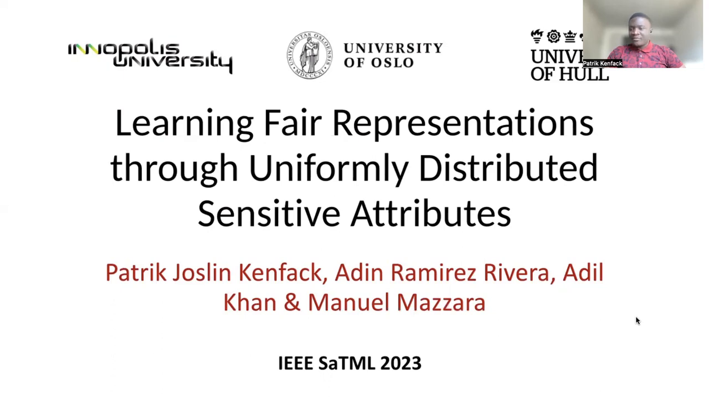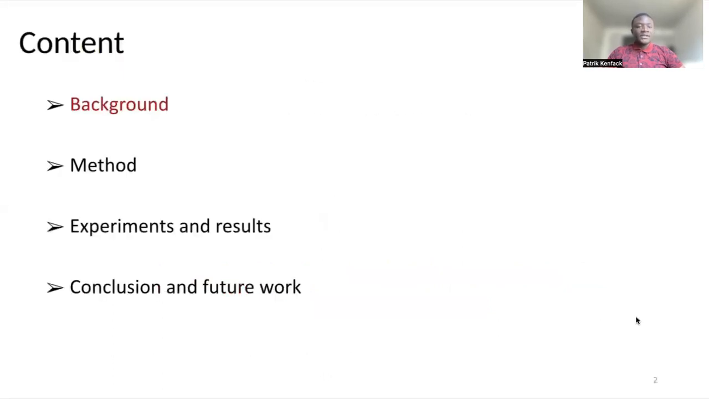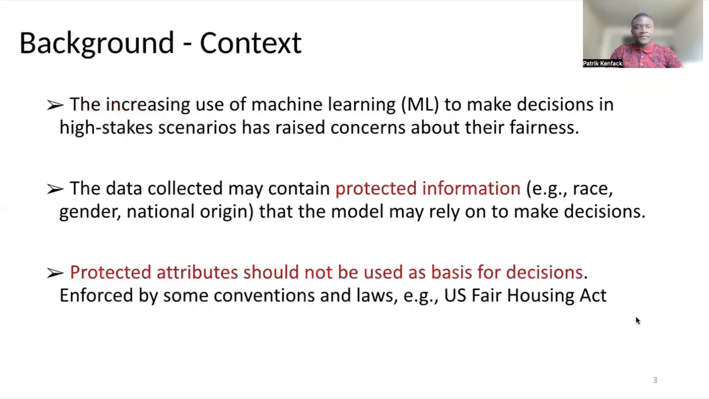The title of the paper is Learning Fair Representation Through Uniformly Distributed Sensitive Attributes. The outline: I will start with the background, give some context and motivation of our work, and then present the methods, then our experiment and the results. And finally, we conclude with the future work.